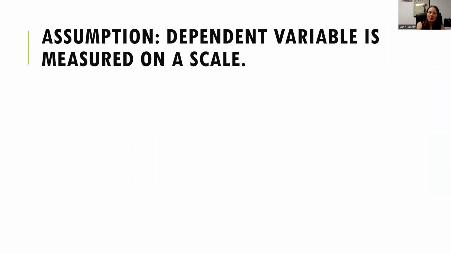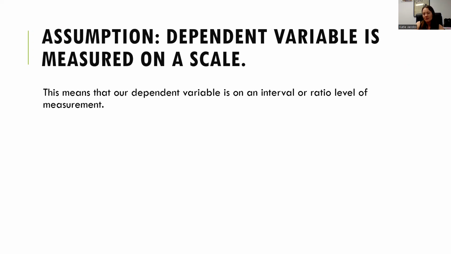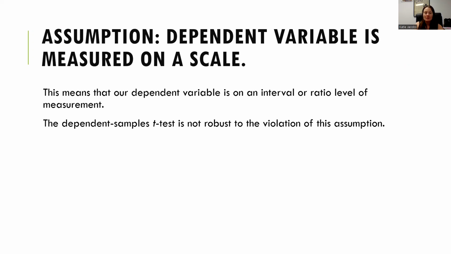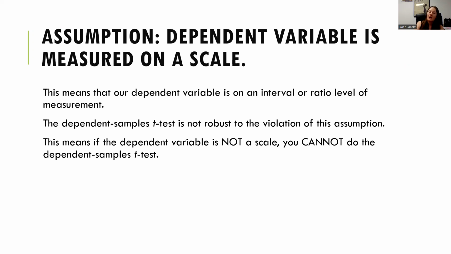So our first assumption that I almost always want to check first, because it's a deal breaker, is that our dependent variable is measured on a scale. This means that our DV has to be on an interval or ratio level of measurement, or we violate this assumption. The dependent samples t-test is not robust to the violation of this assumption. So if our dependent variable is not on an interval or ratio level of measurement, then we can't do it. We can't move on. We cannot pass go and collect $200. We have to stop, and then we have to figure out what the non-parametric equivalent of this analysis is.